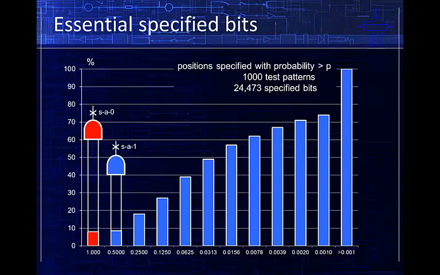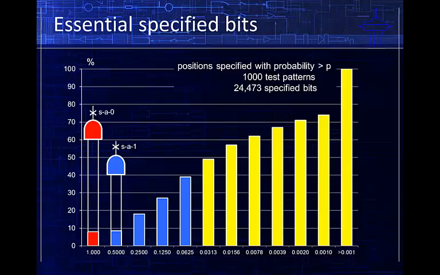Essential means that every test cube for that fault must have these assignments. They are needed with 100% probability. The other positions are optional and interchangeable. In our experiments, we saw that more than half of the specified positions in test cubes got their values with probability 3% or less. This observation opens some new exciting possibilities for compression, because from a very large number of test cubes available for most faults, we can pick and choose the ones that are the easiest to encode.